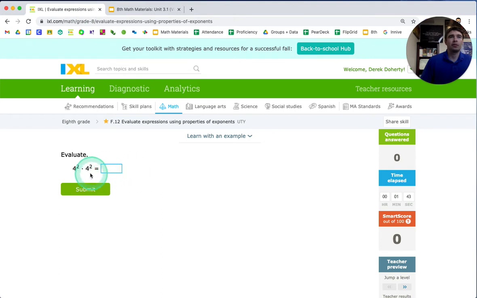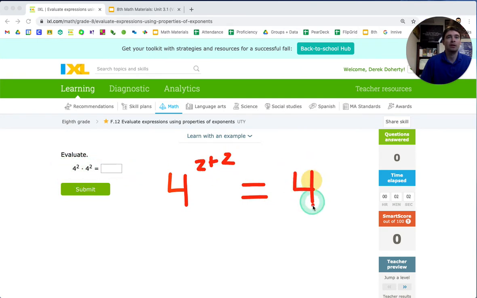Alright, so the first one we see is following the multiplication rule. It says 4 squared times 4 squared, and that really is going to mean, at the end of the day, 4 to the power of 2 plus 2. If I use my property of multiplication, when I multiply the same base, I can just add those exponents. So this must be 4 to the power of 4.